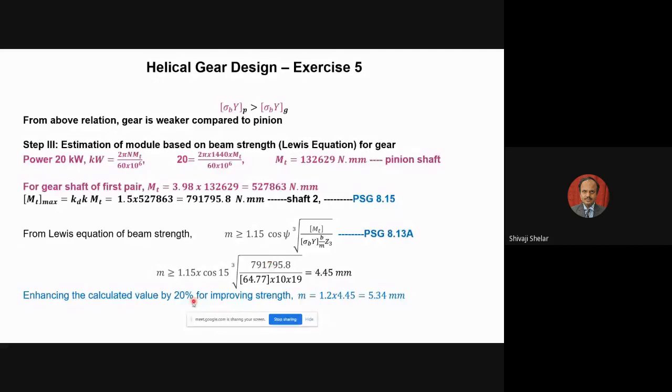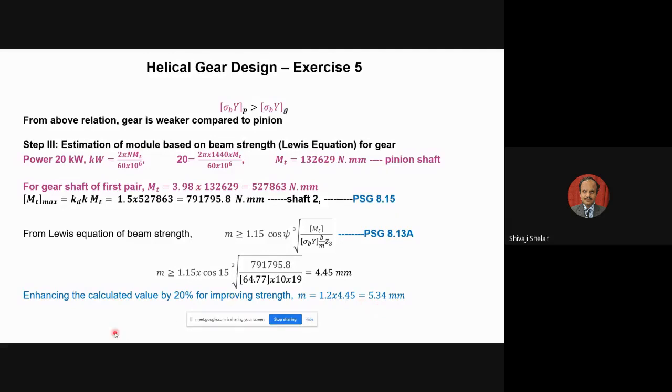For improving the strength, we can take around 15 to 25% extra. So I am taking 20% extra here. So this value comes up to be 5.34 millimeter. So this is the initial module calculation. Now you will be referring to the PSG data book on page number 8.2, and you will be finalizing this module value from the standard.